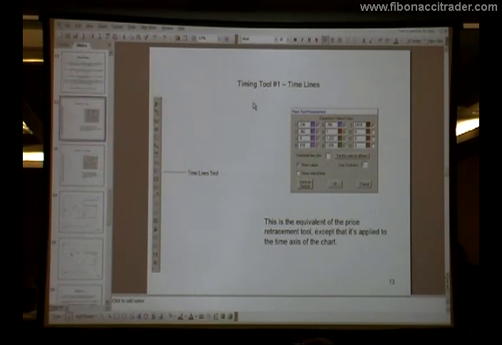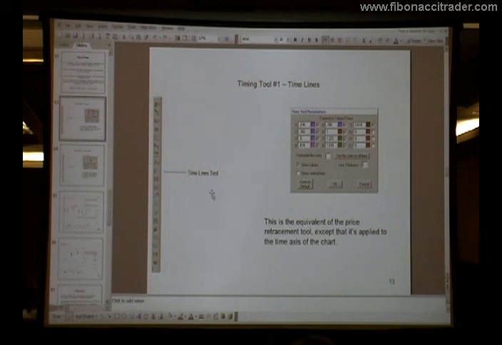Tool 1, timelines. This is right below the multi-symmetry tool. As you can see, I have the settings for this set up just about identically to how the extension tool is set up. The retracement tool, the price retracement tool. Same thing, just on the time axis.